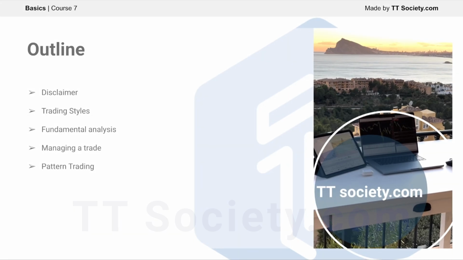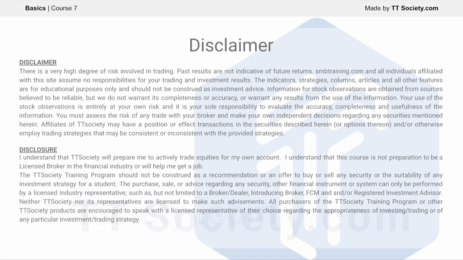Outline. Disclaimer: we're going to focus on trading styles, fundamental analysis, how to manage a trade, and a little bit about pattern trading. Disclaimer: be careful when trading with actual live funds. Trading is highly risky.